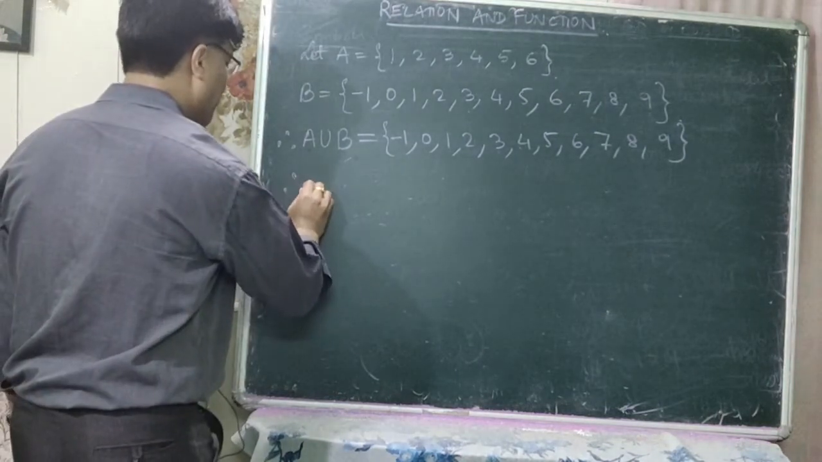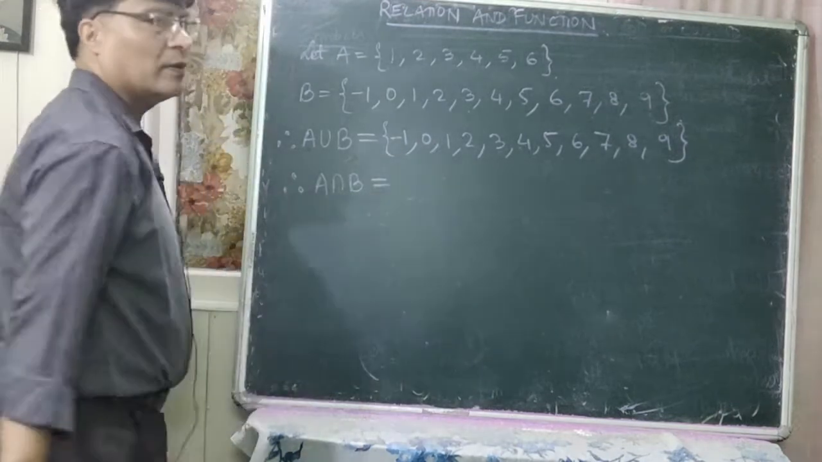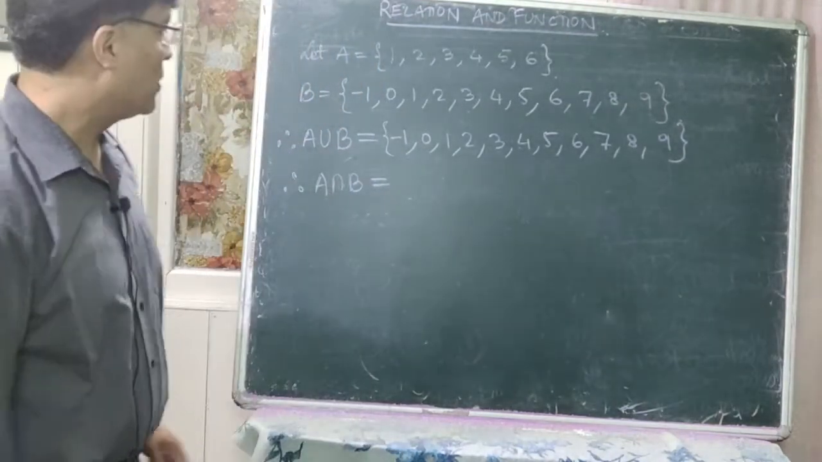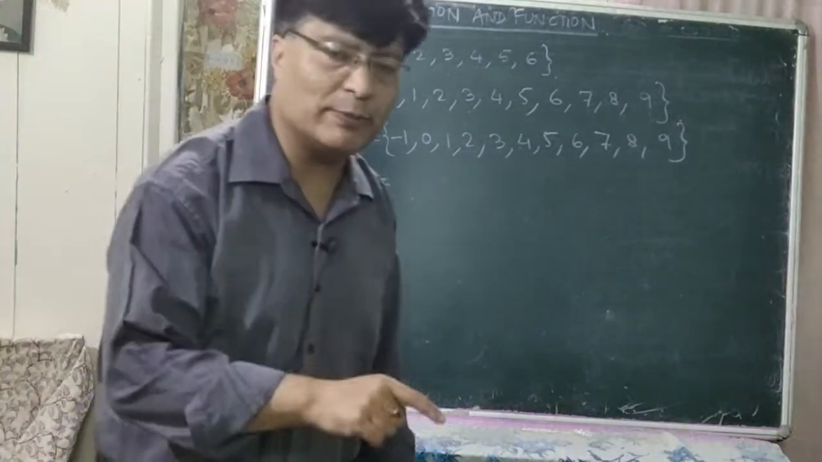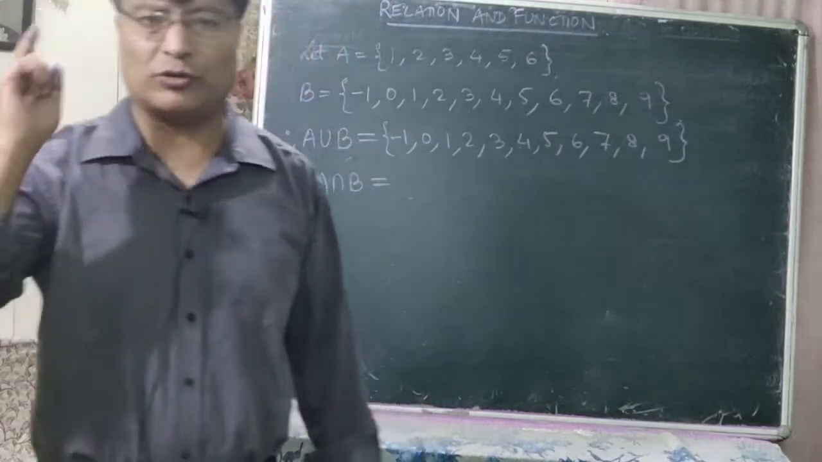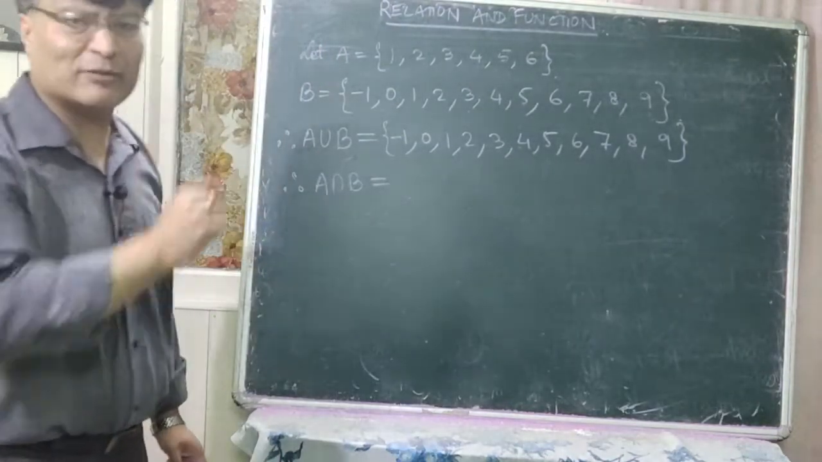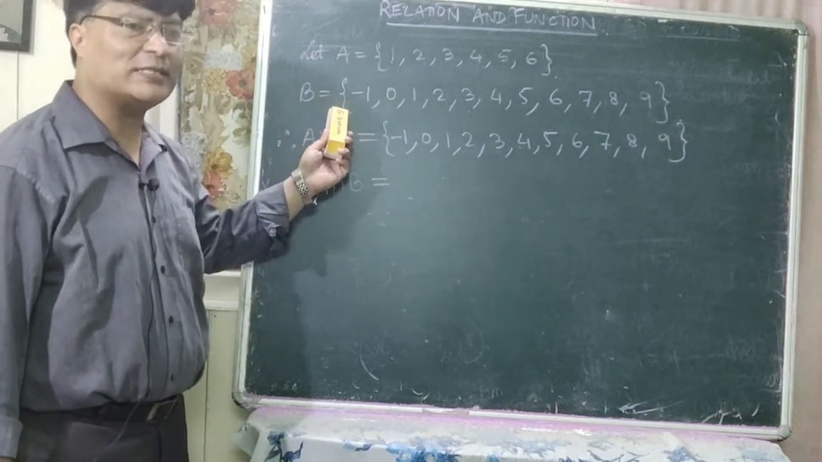Now, what is A intersection B? What is meant by A intersection B? Elements belonging to A and B both. Elements belonging to both A and B. You have to write down the common elements here. Common elements in both A as well as B.